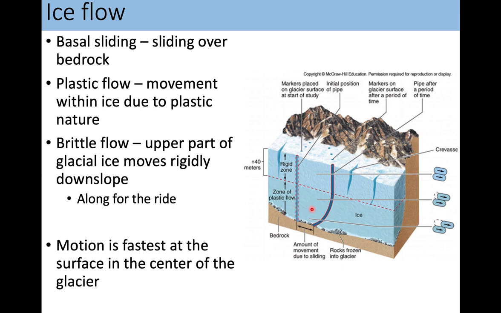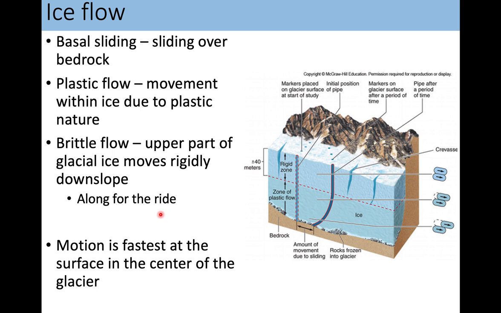This is where we have the internal deformation causing plastic flow. So it's more malleable. You can think of it like the flow of the mantle. Brittle flow is where the ice is not under extreme pressure, so it actually moves very rigidly downslope. So the rigid zone or the brittle zone is where you have brittle motion. The ice just moves rigidly downslope. It's sort of just along for the ride.